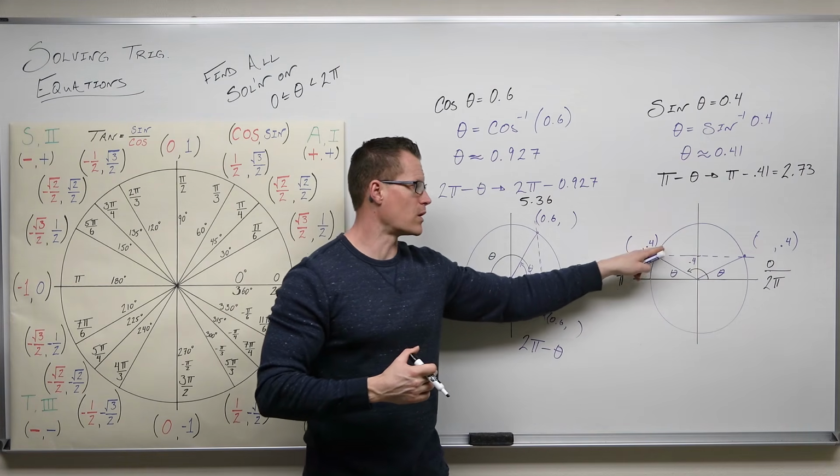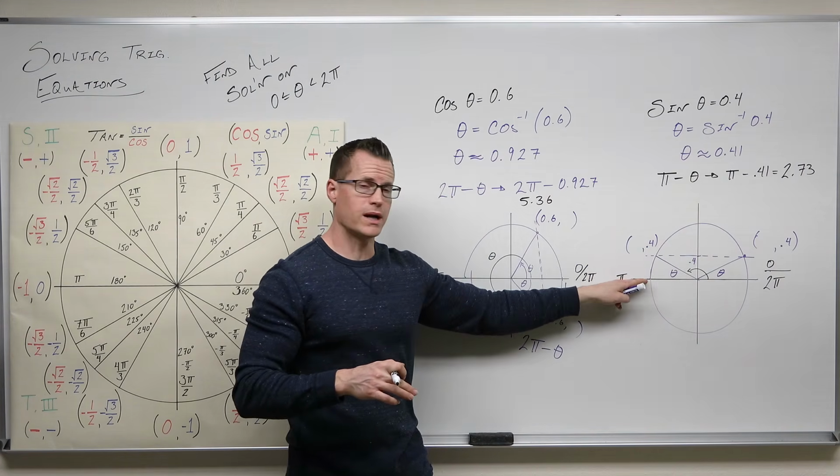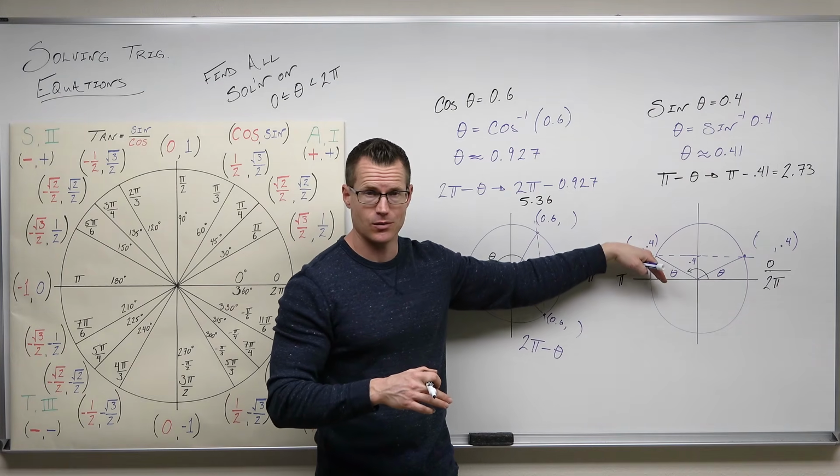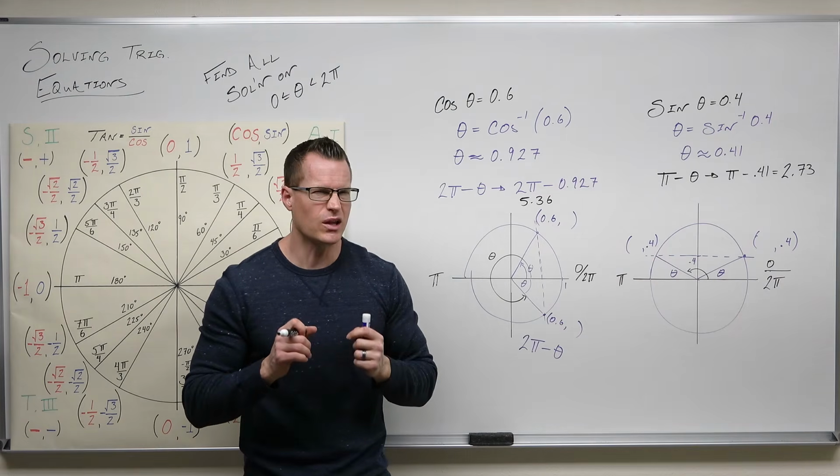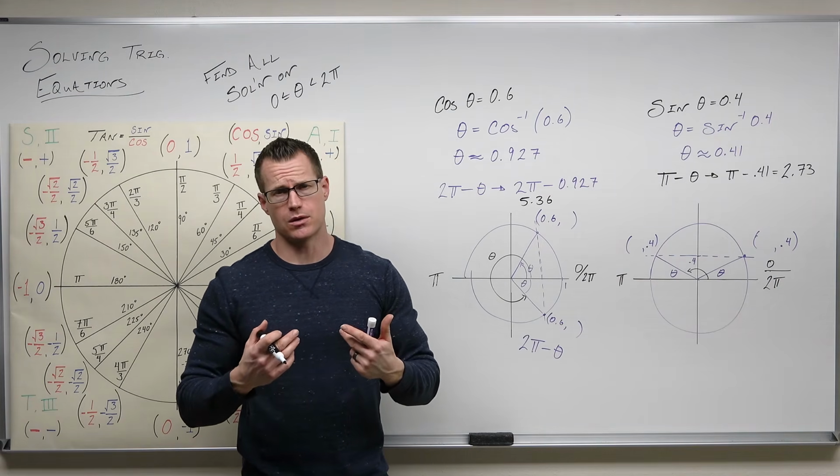This would be approximately 3.14 radians. We're not quite there yet. We're 0.41 radians less than that, 2.73. So it's a little weird. Just remember what sine and cosine do.